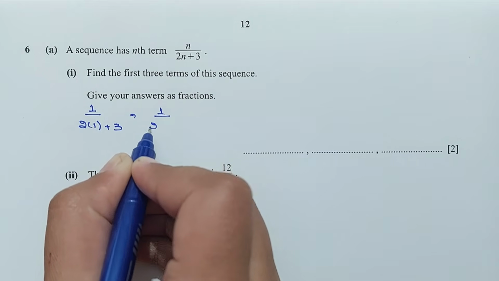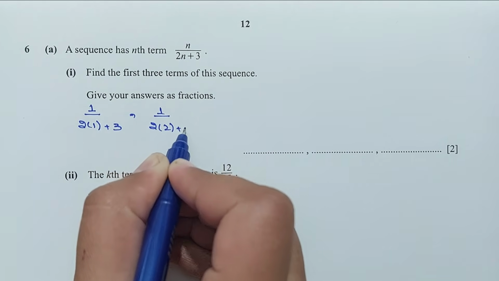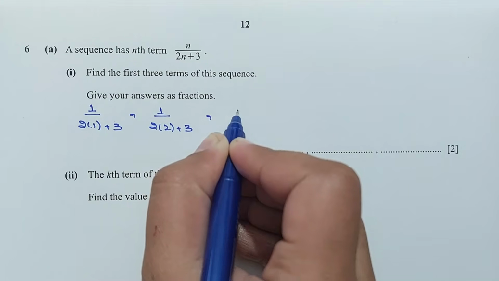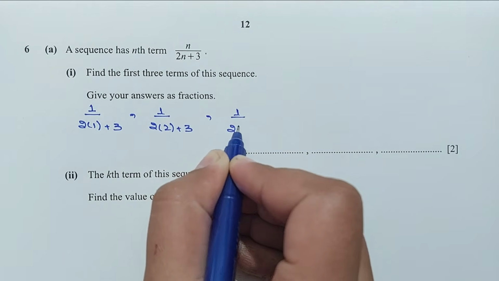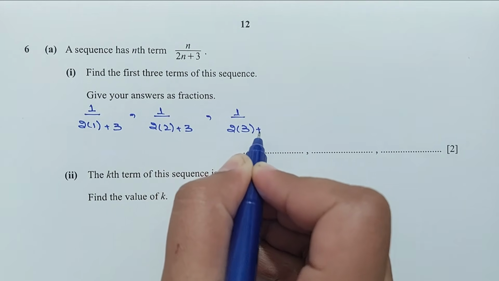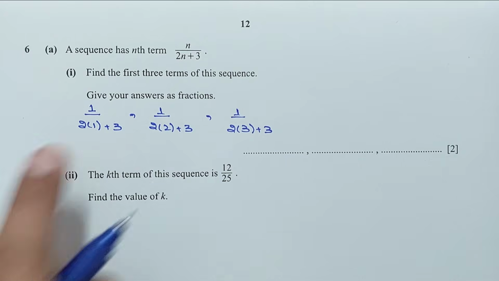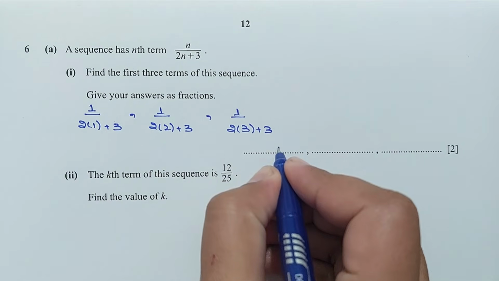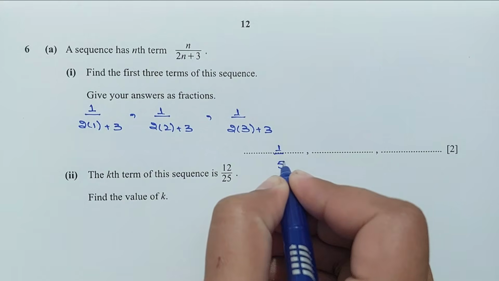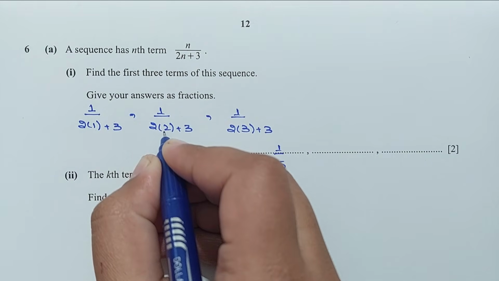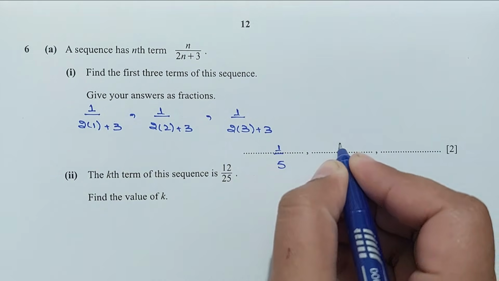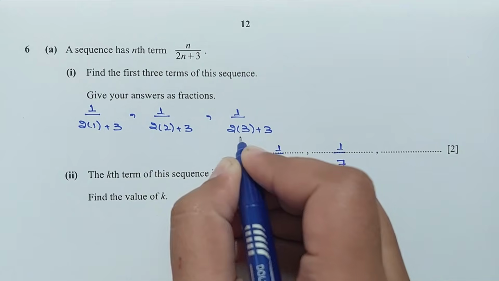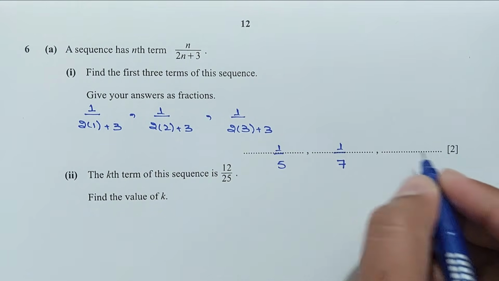1 over 2 into 2 plus 3 is the second term. And 1 over 2 into 3 plus 3 is the third term, right? So 2 times 1 is 2 and 2 plus 3 is 5, so 1 out of 5 is a fraction. 2 times 2 is 4, 4 plus 3 is 7, so 1 over 7.